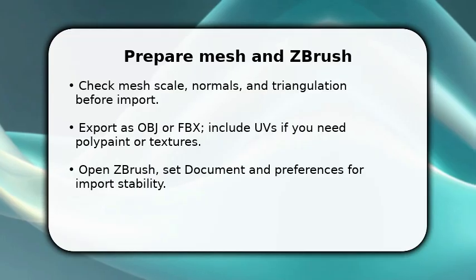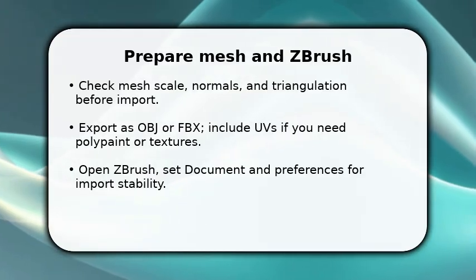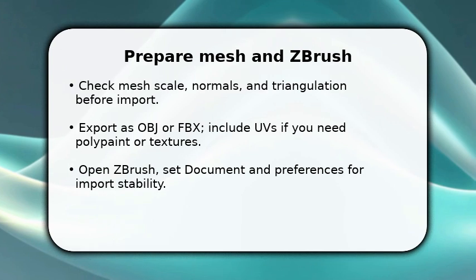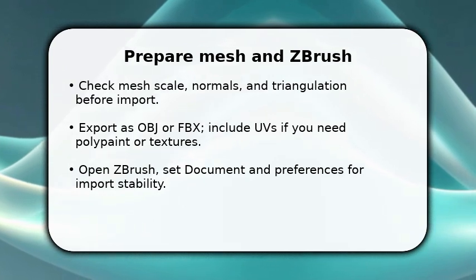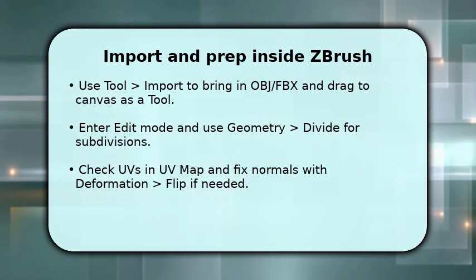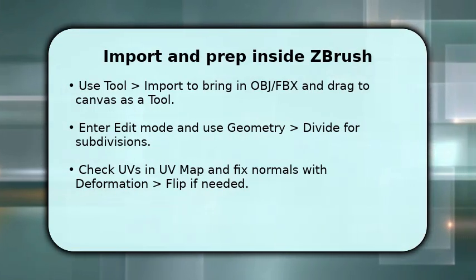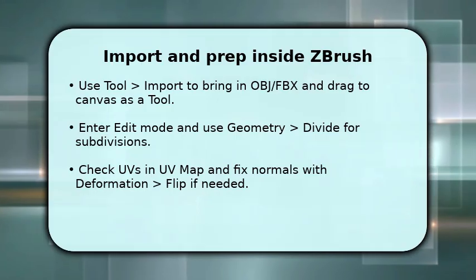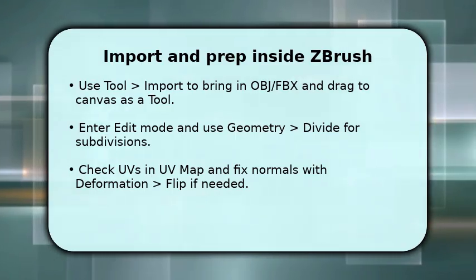This is the first actionable step because ZBrush treats imported meshes as tools, not documents, so you must import into the tool palette. After you import the mesh into the tool palette, immediately drag it to the canvas and press T to enter edit mode. This converts the object into an editable 3D tool.